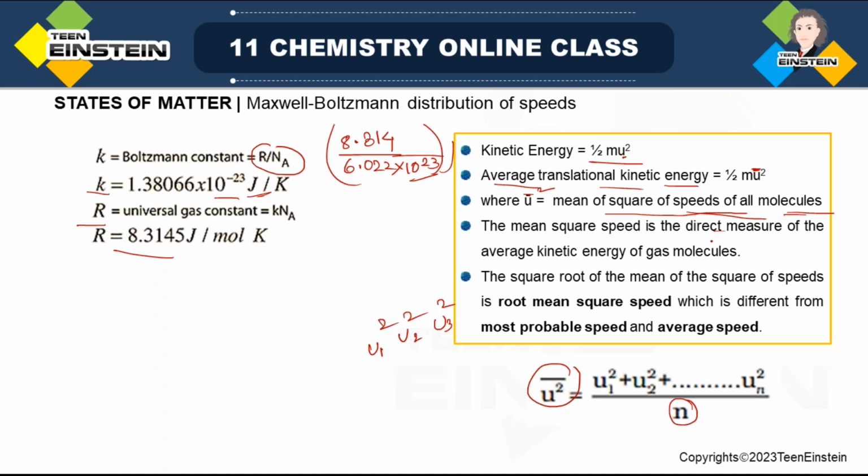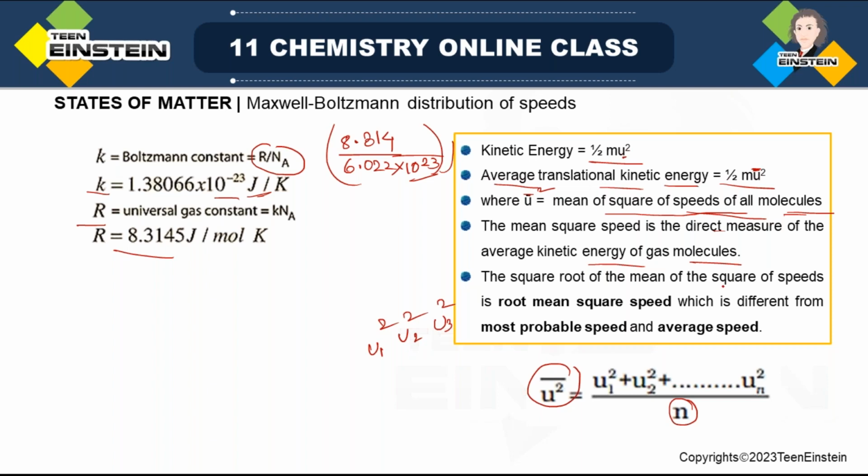And it is a direct measure of average kinetic energy of gas molecules. So when you take this mu bar square and put it here, half m mu bar square, that will give you the kinetic energy.